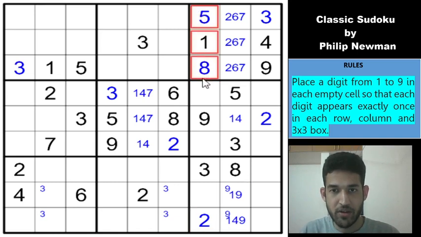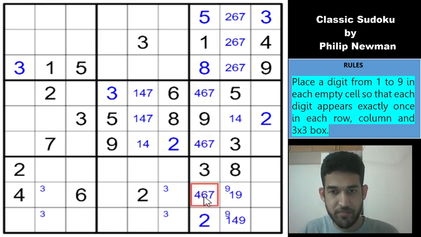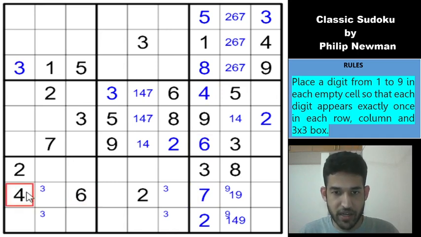So column 7 looks almost filled. 2, 3, 9, 1, 5, 8. So remaining digits are 4, 6 and 7. Let me quickly write them. So there is a 6 here, which means this is 4, 7. And this 7 gives a 4, 6 here, and 4 and 6 is here, which means this must be a 7. So that immediately fills my column 7, right?